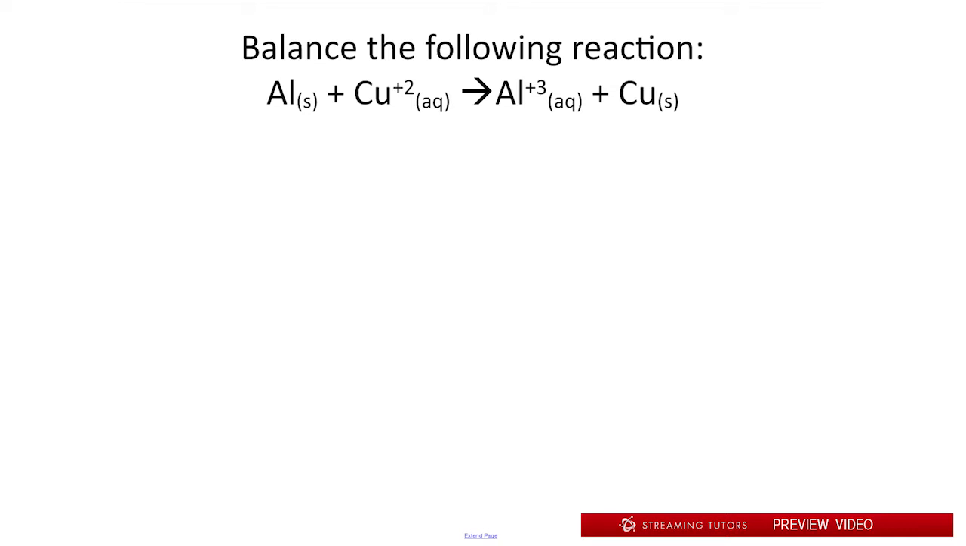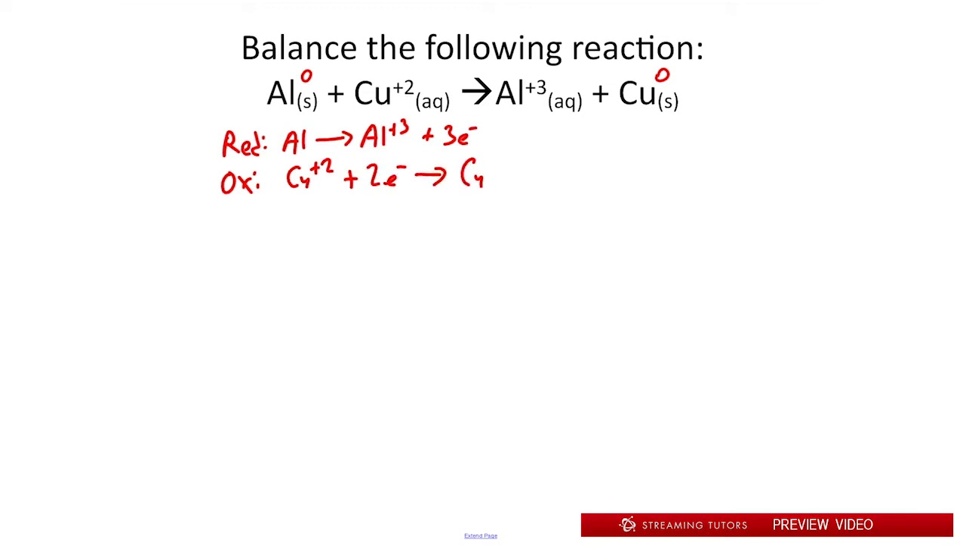Alright, so the first thing we'll do is we'll assign oxidation states. That's pretty straightforward here. Our metals both start at 0, and we have our ions. So we see that aluminum goes from 0 to 3 in terms of its oxidation states. So that means it lost 3 electrons. Remember that losing an electron makes a positive charge. So we can write then that our oxidation reaction is aluminum goes on to form aluminum plus 3 and loses 3 electrons. On the opposite end, we have that copper plus 2 is going to gain 2 electrons to form copper metal.